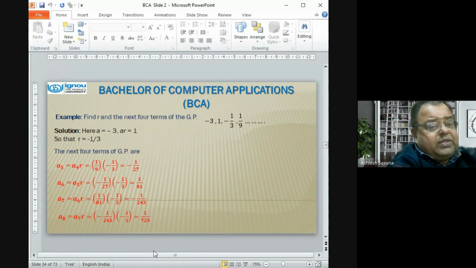Now the next four terms, we have to find the next four terms. Four terms are given to us. That means our answer will start from A5 or T5. A5 will be equal to A4 into R. A4 is 1 by 9 and your R is minus 1 by 3. That multiplied will be minus 1 by 27. And similarly, you have to multiply by minus 1 by 3 successively. Your A6 will be 1 upon 81. A7 will be minus 1 upon 243. And your A8 will be 1 upon 729. Is that clear? This is what I discussed last time. Yes.